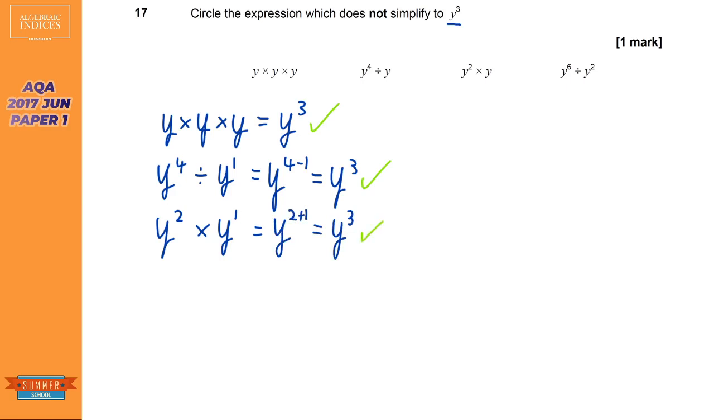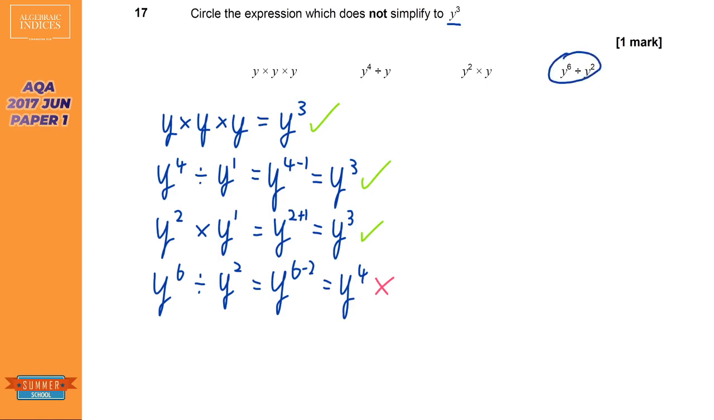Process of elimination, we probably think this last one is not going to simplify to y cubed, hopefully, otherwise we've made a mistake somewhere. So the rule again is you take away the indices when you divide. So it's 6 take away 2, and that is y to the power of 4. And that does not simplify to y to the power of 3. So it's this one here that we circle.